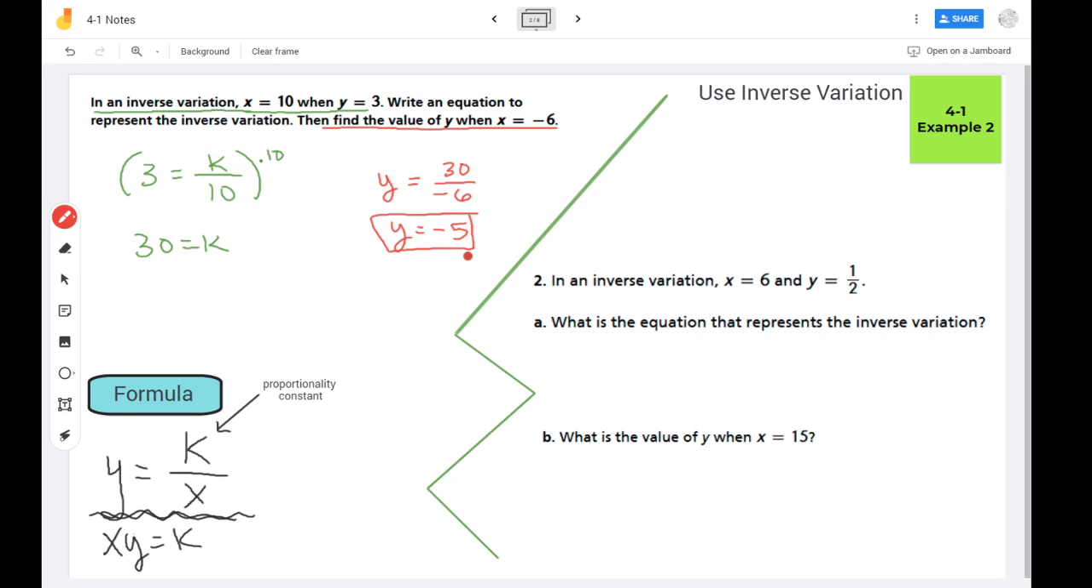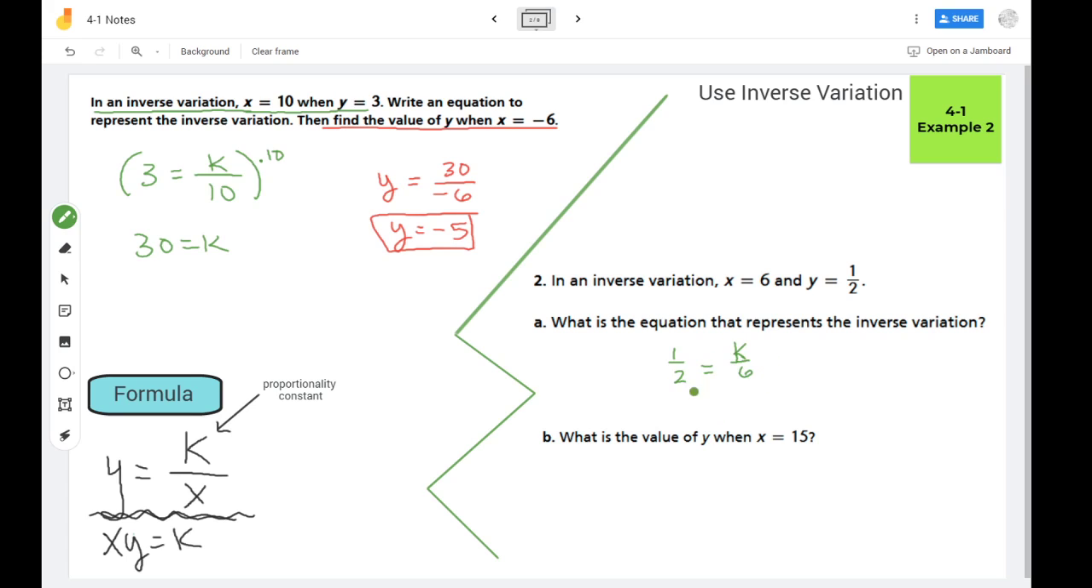All right, so let's go ahead and try another one. In one of our inverse variations, x is equal to 6 and y is equal to 1/2. And it says, what is the equation that represents the inverse variation? So again, I'm using that y equals k over x. My y is 1/2, and it's equal to k divided by 6.